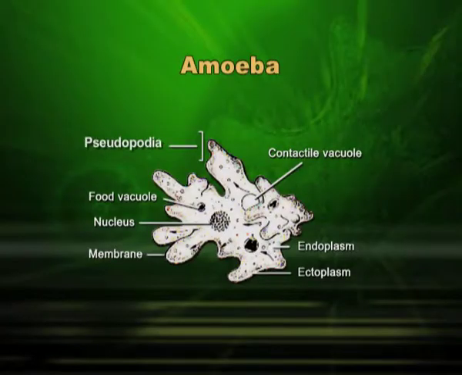Starting with amoeba, a unicellular organism. It moves with the help of pseudopodia, which it produces in the direction in which it wants to move. That means the locomotory organ in amoeba will be pseudopodia.